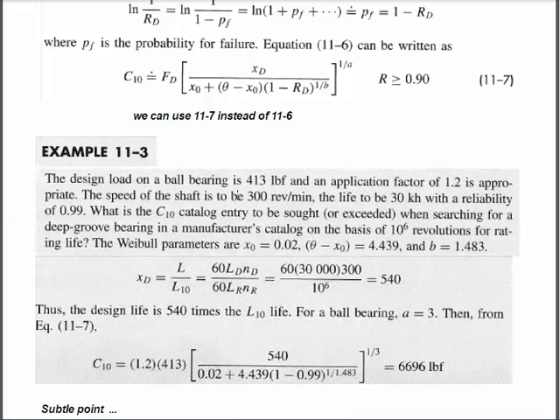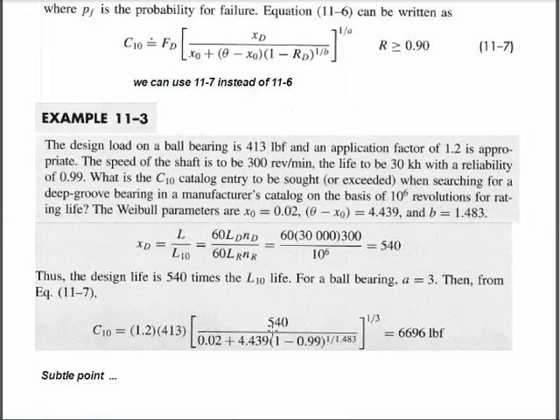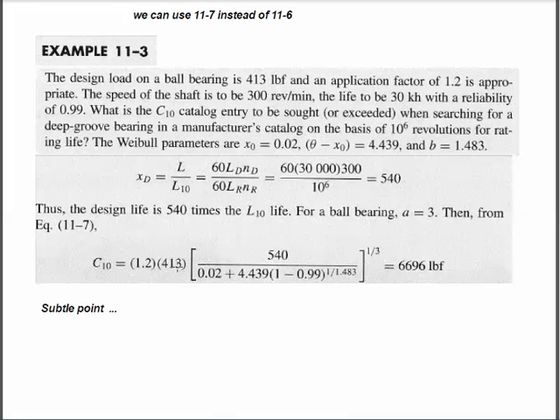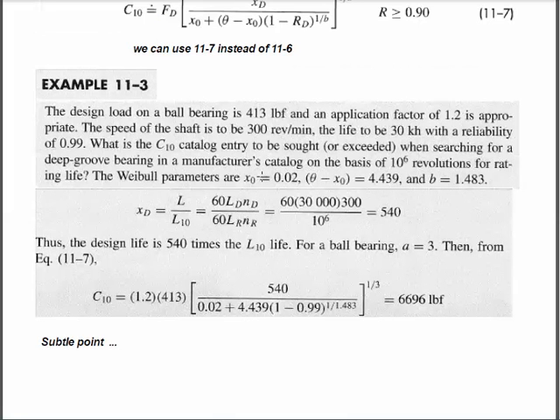So knowing my X value, which goes here, knowing my F value, which goes here, and knowing my reliability value, which goes here, I plug everything in. 1.2 times the 413. 540 is my life ratio. Okay, we are told that x0 in this equation is 0.02, and we are told that theta minus x0 is 4.439 right there, and we're told that b is 1.483 for the manufacturer that has given us tables in our textbook. And so we're going to take those numbers and use them. If we change bearing companies, we're going to need new numbers for these, although these are reasonable for most bearings. So this gives us all the numbers in the denominator. It gives us the power right here.